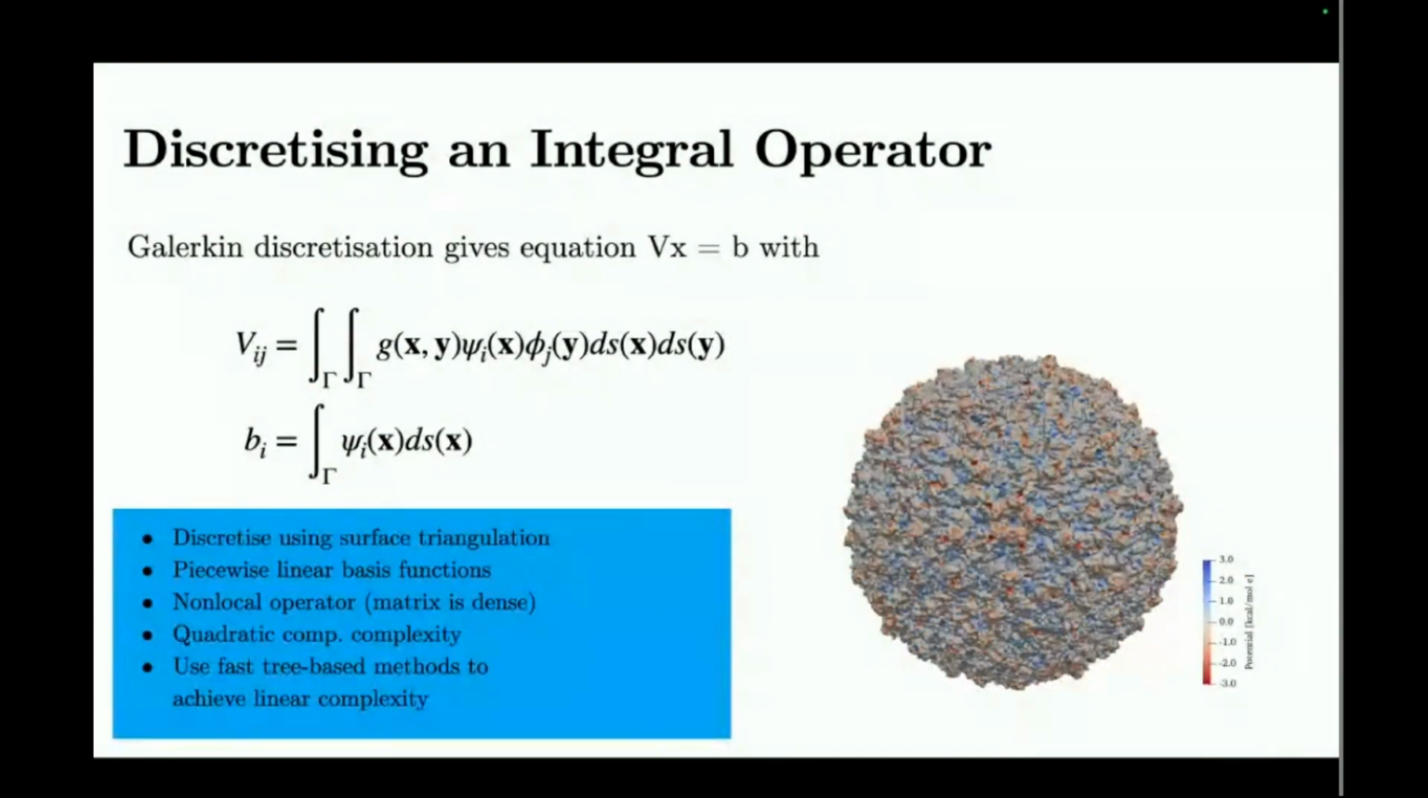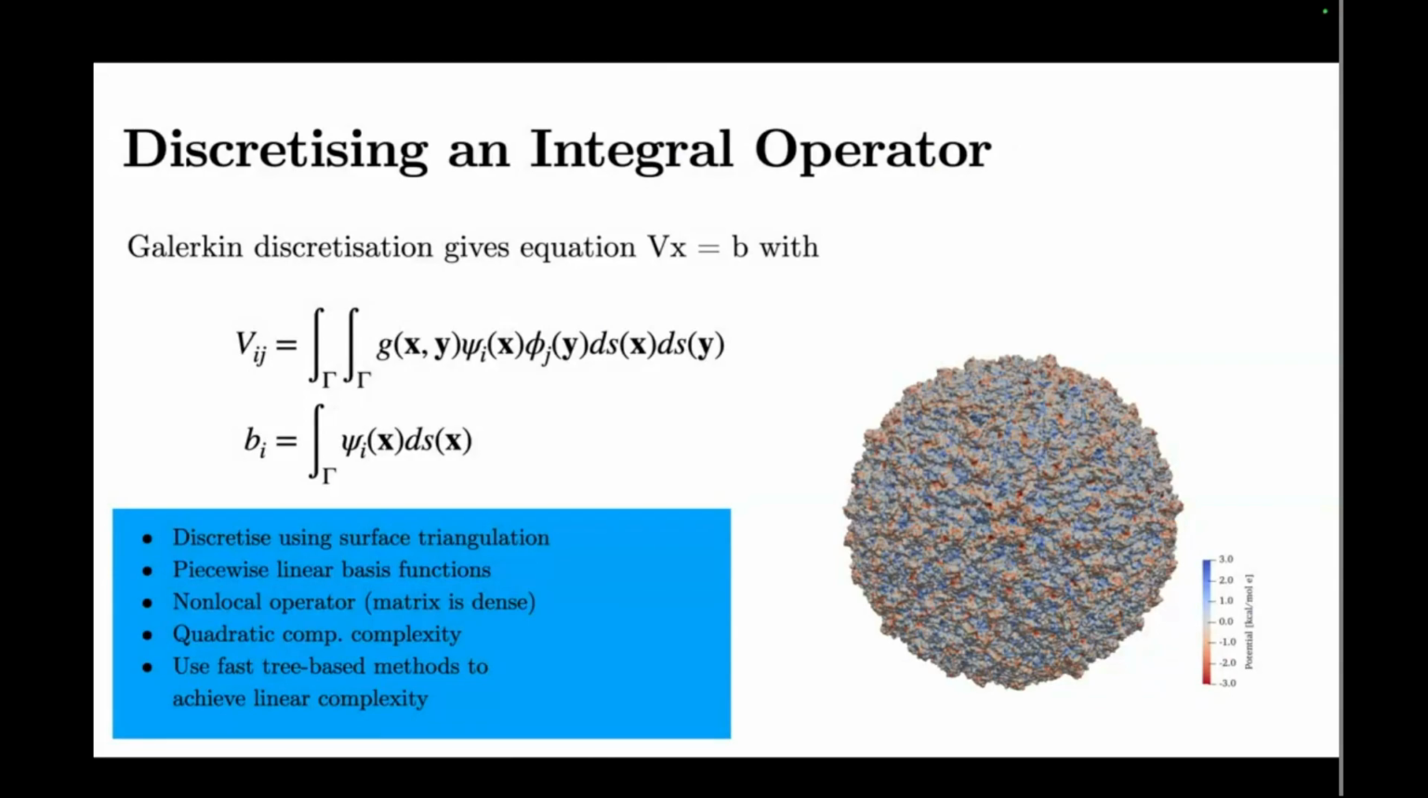And then correspondingly, the right-hand side b is just the integral of psi i of x, there should have been an f of x, ds of x. Okay. In this talk, we are always assuming that we're using a surface triangulation. We are always using piecewise linear basis functions for all our numerical experiments here.